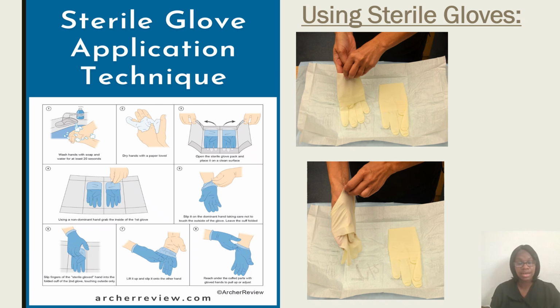Like the picture is showing on step 7, cuff the glove under that cuffing part. Do not touch your hand or the inside of the glove that is folded. And then once you adjust the glove, you can just slide it down, covering your wrist.